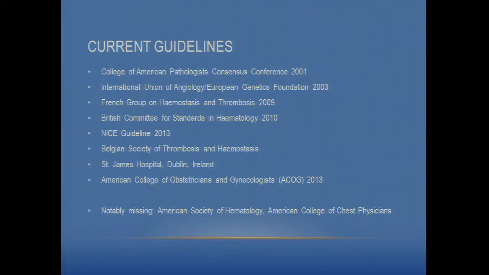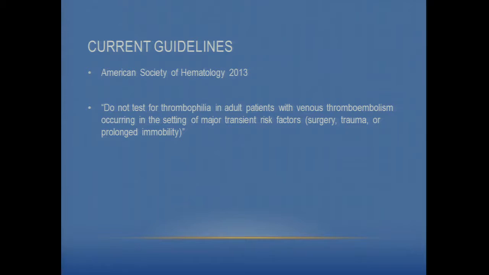ACOG is interesting in that they did publish recommendations, but it's only for women who are pregnant. So not applicable to most pediatric patients. And notably missing from this list is the American Society of Hematology, ASH, and the American College of Chest Physicians. ASH is the largest worldwide group of hematologists, and ACCP are the ones who publish those great anticoagulation guidelines that we reference all the time in our consults for clots that tell us how long we should be anticoagulating, what levels we should be shooting for with our anticoagulants. But there's nothing in there at all about thrombophilia testing, with this exception.